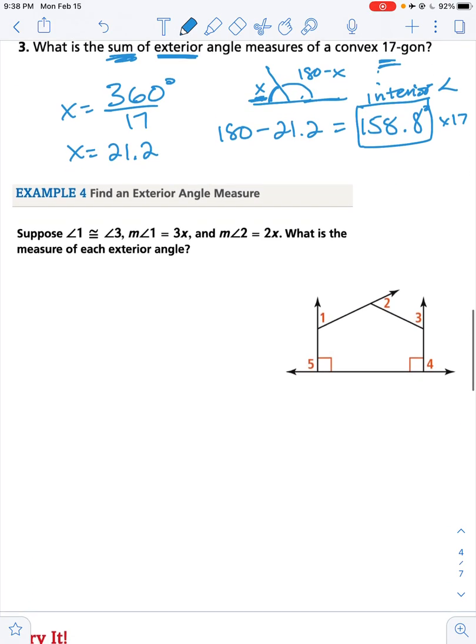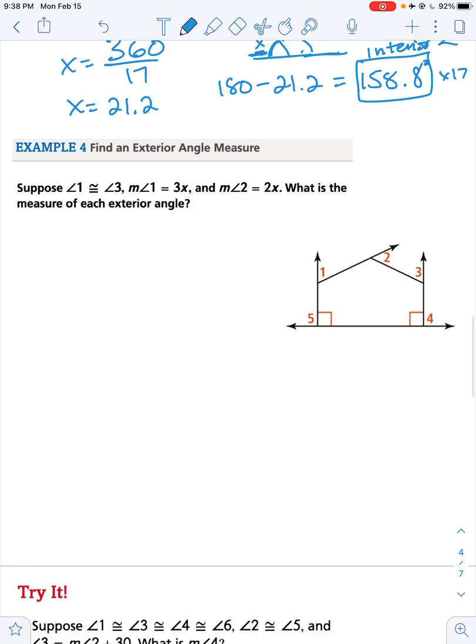All right, now this one. Find an exterior angle measure. So it says, suppose that angle 1 is congruent to angle 3. The measure of angle 1 is 3x. So I'm going to put 3x over here. And the measure of angle 2 is 2x. So then this one's also 3x, right? What is the measure of each exterior angle?